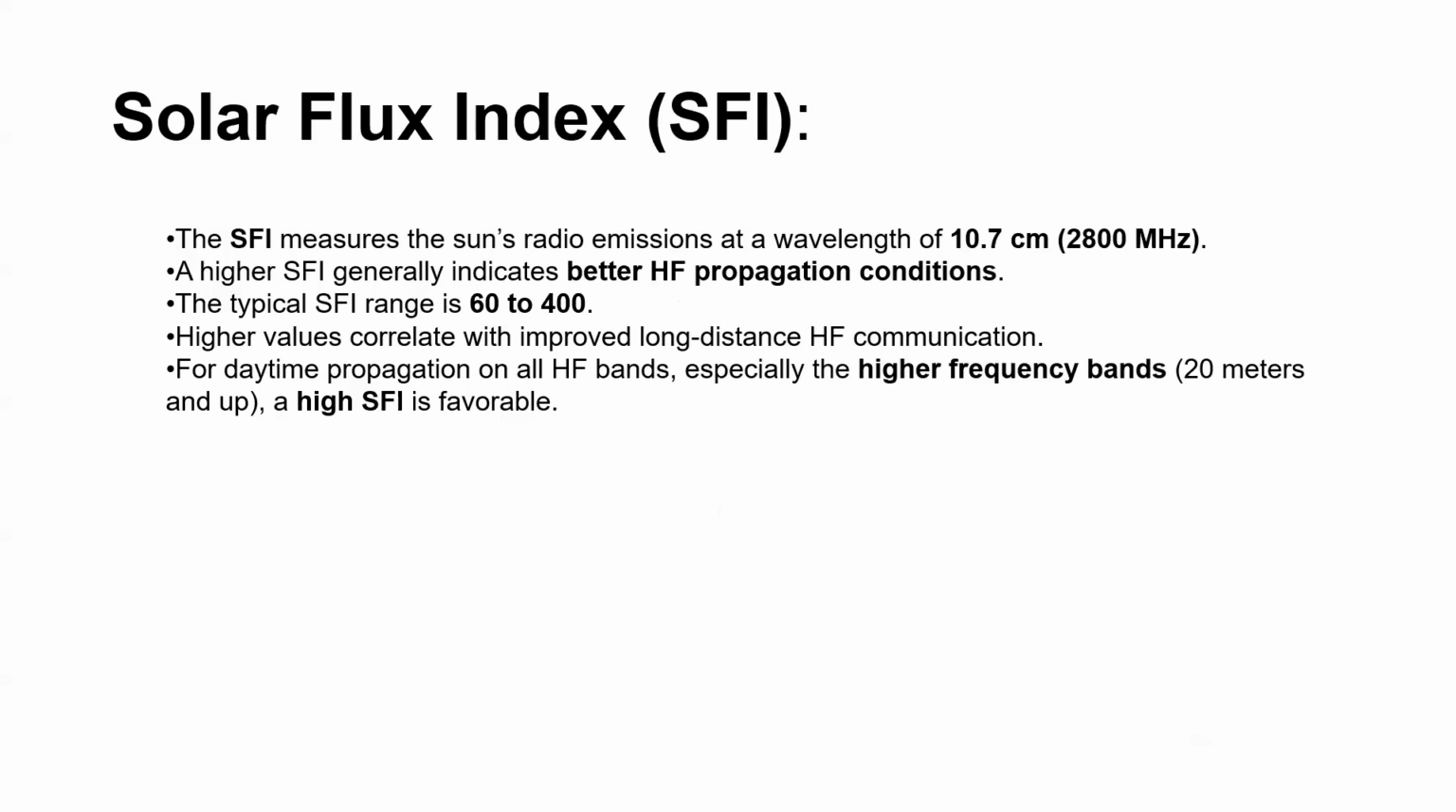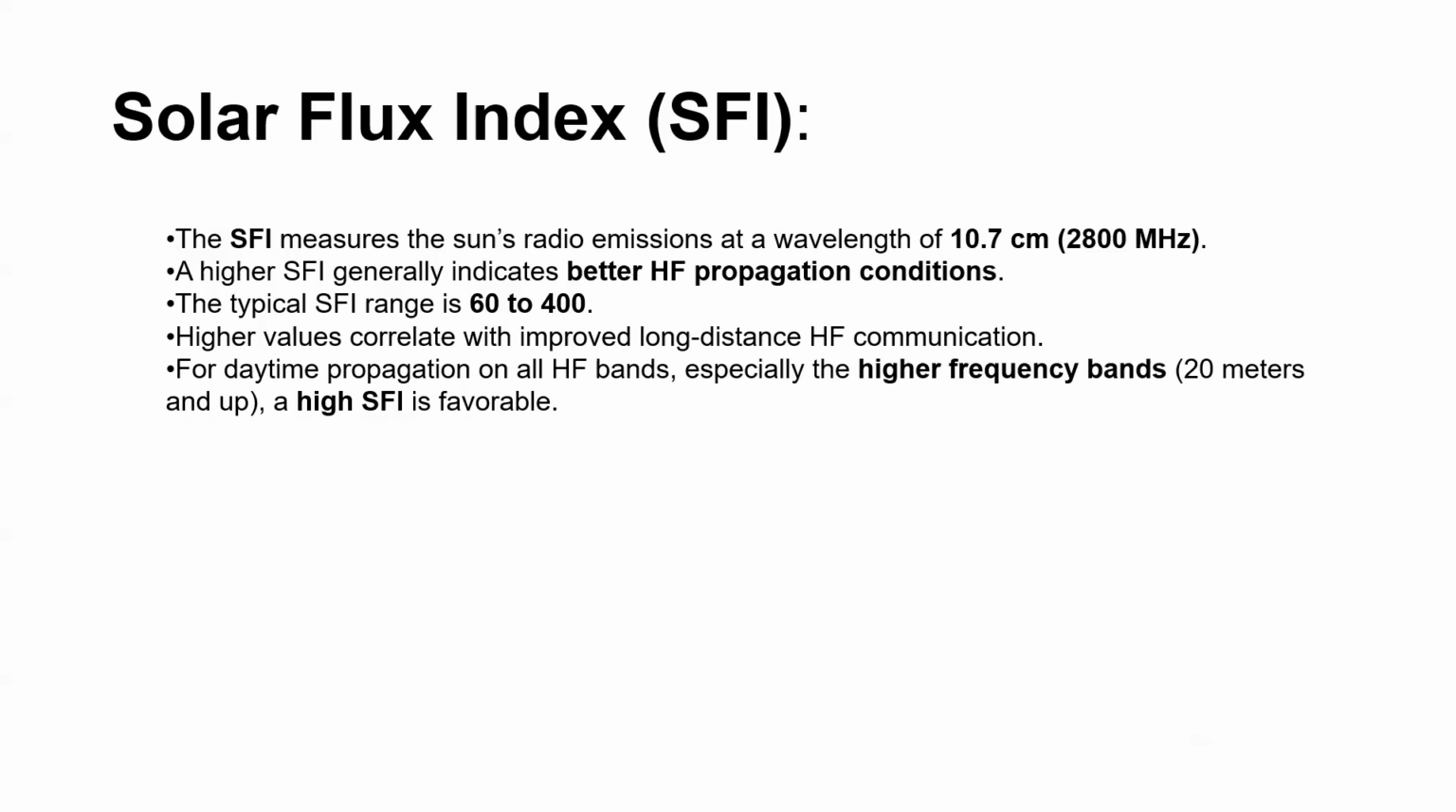So first up is solar flux index, SFI, and the SFI measures the sun's radio emissions at a wavelength of 10.7 centimeters, or 2,800 megahertz. I'll say that the SFI is kind of a proxy for the sunspot number. So it's another way to measure the influence of the sun on Earth, but it's highly related, positively correlated with the sunspot number, which we won't go into detail here.